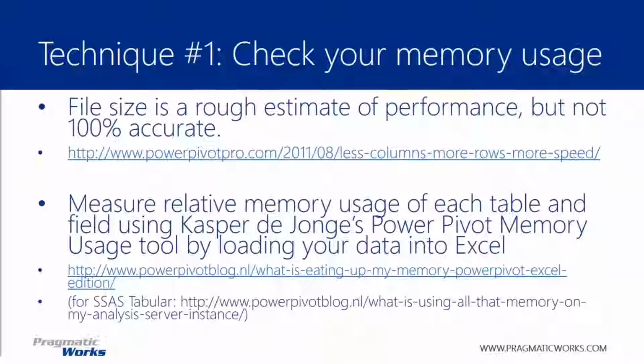So what can we do about this? Well, I have two techniques I want to recommend to you, one of which I'm going to be able to demonstrate. The first one is to check the usage of memory in your data model. I showed you the file size of my solutions and how they ballooned when I added this very inefficient table. But that was just a thumbnail estimate of the impact of adding that table. What really makes that stand out is using something like Casper de Jonge's Power Pivot Memory Usage Tool.